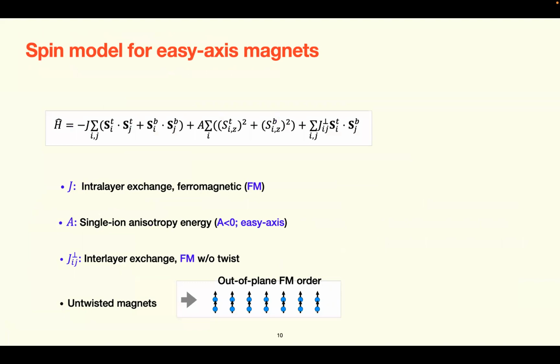So this is our spin model. We consider a simple Heisenberg spin Hamiltonian. We have three terms. The first one is the intralayer ferromagnetic interaction, the second one is the single-ion anisotropy energy, and the third one is the interlayer exchange interaction. Without twist, this spin model exhibits a very simple magnetic order, as you can see here.